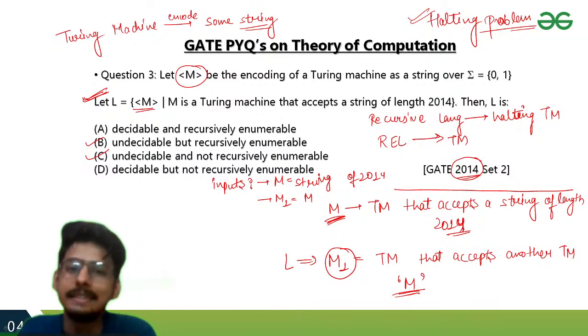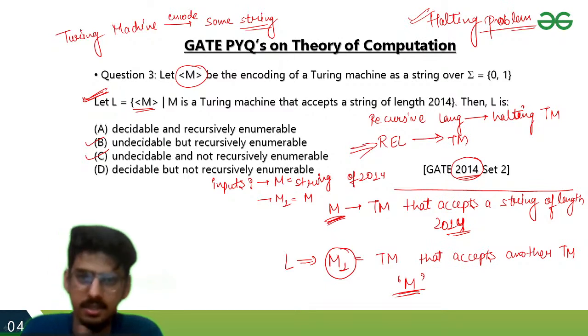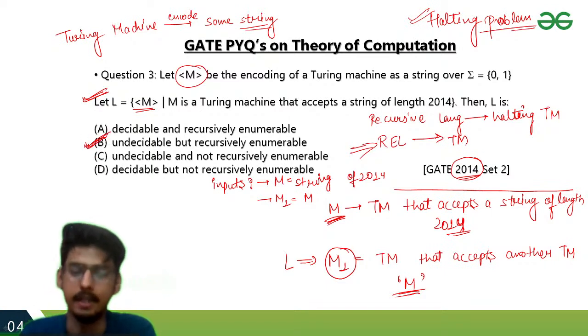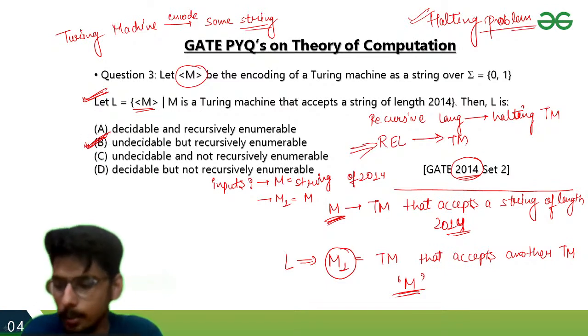So basically this language is a recursively enumerable language. Why? Because I told you that recursively enumerable languages are accepted by such kind of Turing machines. So this is undecidable, but it is recursively enumerable. So B is the correct answer. Alright, I hope you got this.